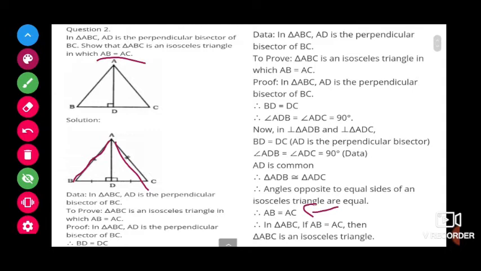Actually, here that word they did not mention, children. You can always use CPCT. This is the standard word. What does that mean? Corresponding parts of congruent triangles are always equal. Okay. Next one.